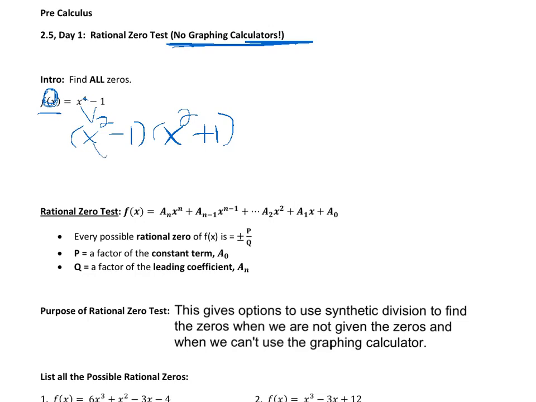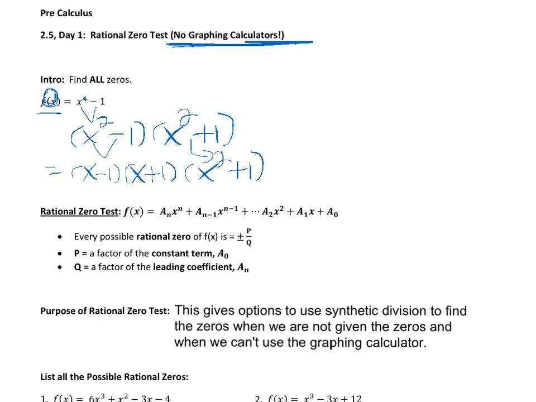Now we still have another set of difference of 2 squares. That would factor to x minus 1 times the quantity x plus 1. This would not factor because it's not a difference. It's the sum of 2 squares. So that's still just x squared plus 1.